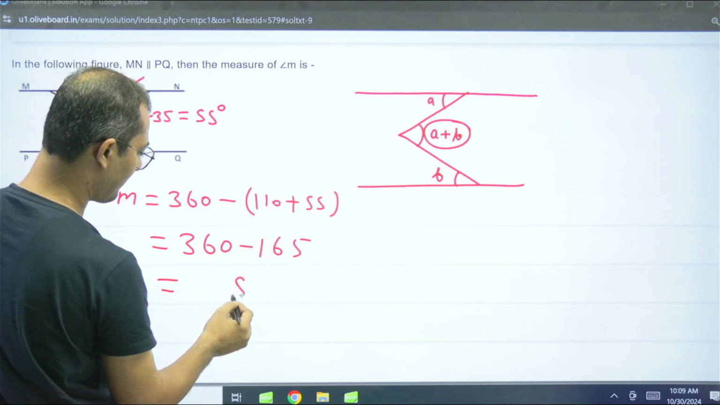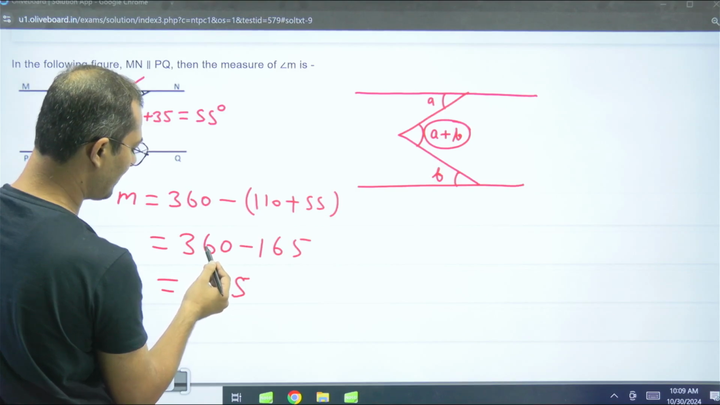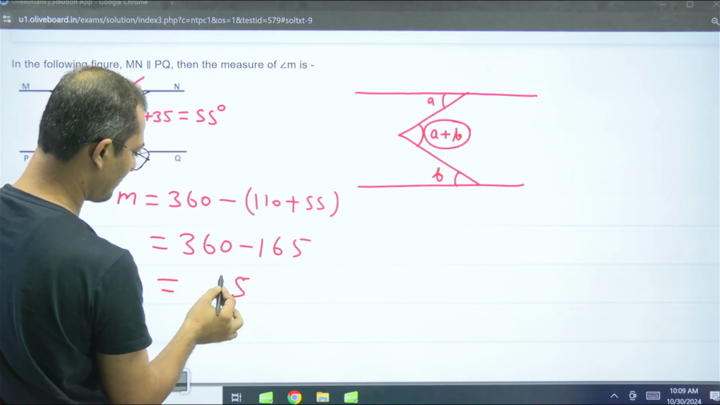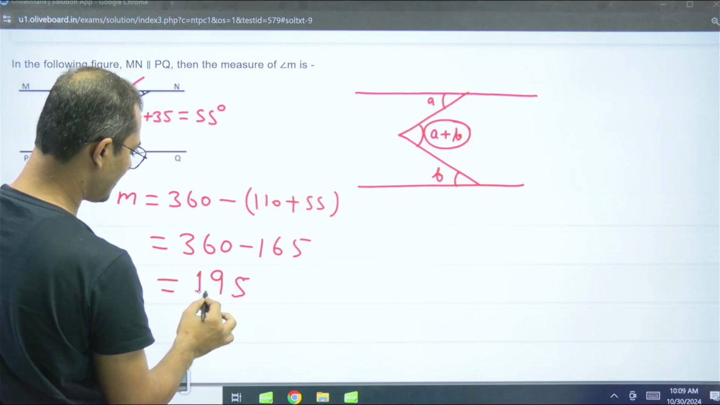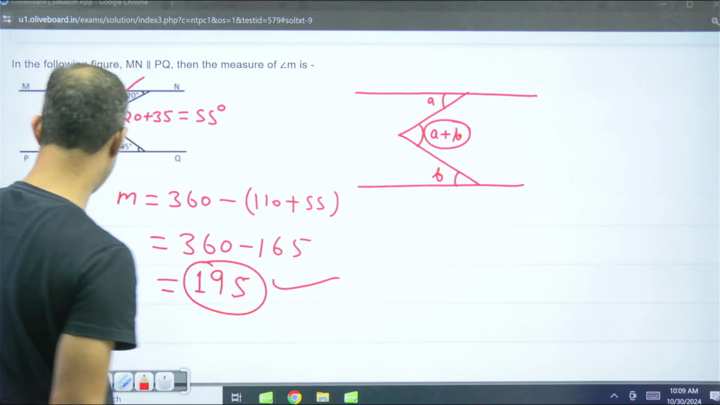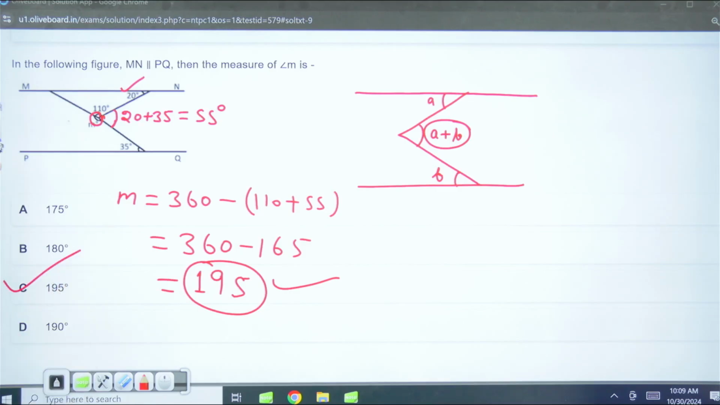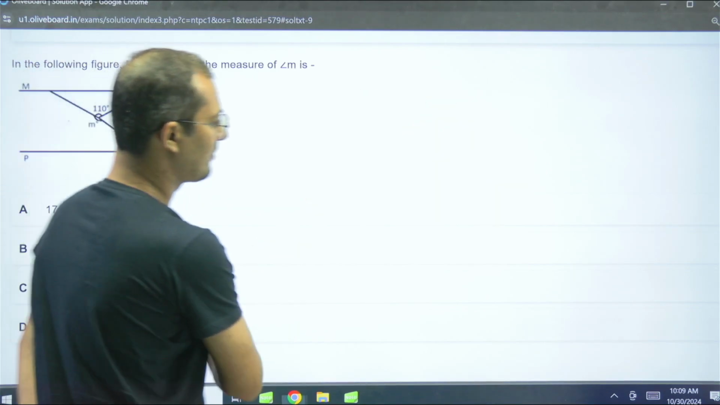So 360 minus 165: 10 minus 5 is 5, we get 15, and 15 minus 6 is 9. So we can say that 195 degrees is the right answer. Option C is the right answer. So moving to the next question.